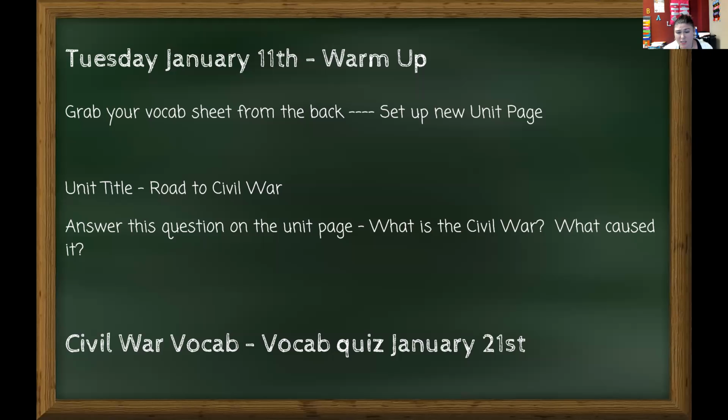So please make sure at this time that you set up a brand new unit page in your ISN and label it the early causes of the Civil War. We like to split up the unit into two different parts, the early causes and then the Civil War itself. So just take a moment and think, when is your vocab quiz going to be?